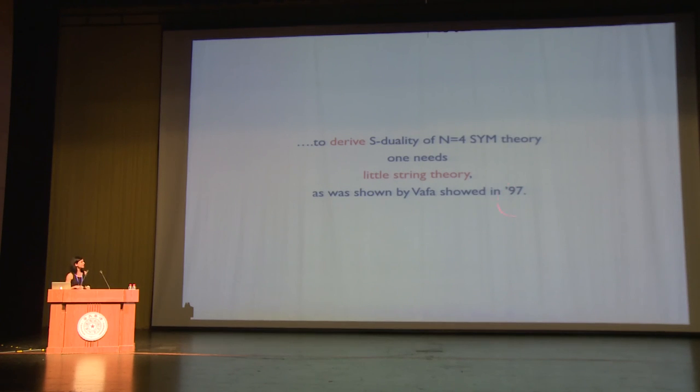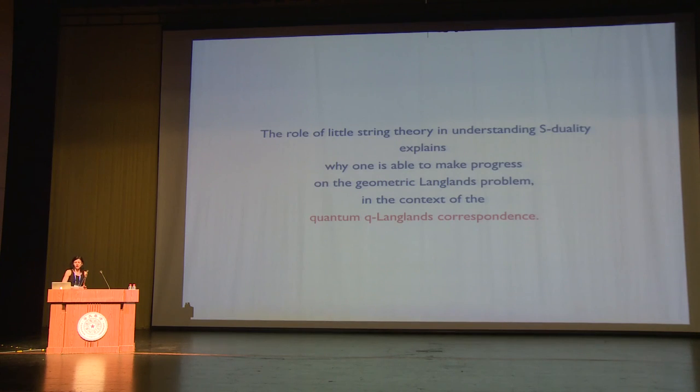He phrased it in the language of full type 2B string theory, but it's easy to see from his work that the only piece you need is just a little string theory, in particular because he only uses conformal field theory. So the role of little string in understanding S-duality of N equals 4 super Yang-Mills surely explains why one is able to make progress on the geometric Langlands problem in the context of this quantum Q Langlands correspondence. Okay, thank you.